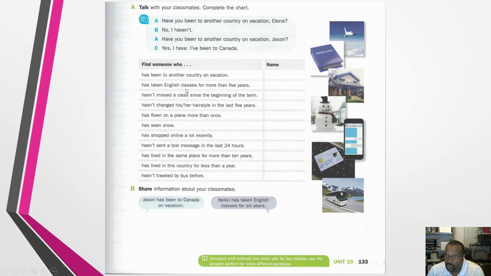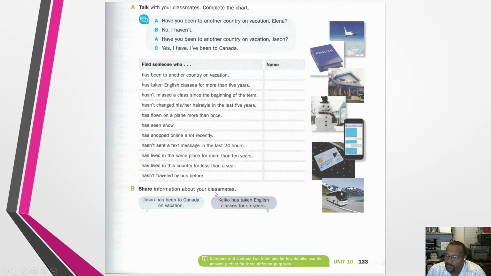Okay? And once you find all these people, there will be a challenge to find all of these, right? But as many as you can. Share the information about your classmates, right? And how that would sound is Jason has been to Canada on vacation. Has been, right? Kiko has taken English classes for 6 years. Has taken, all right?